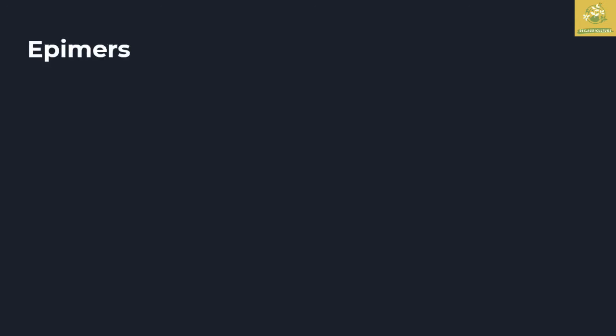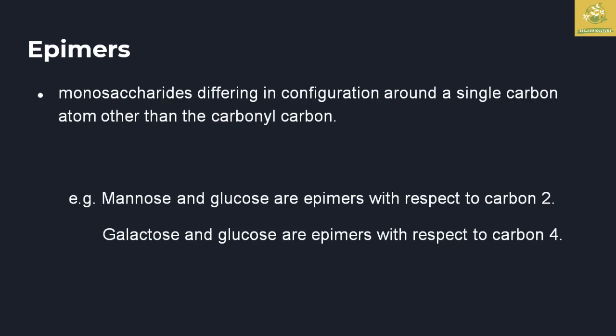And the next one is epimer. An epimer is a monosaccharide which differs in configuration around a single carbon other than the carbonyl carbon. Example, mannose and glucose are epimers with respect to carbon 2, while galactose and glucose are epimers with respect to carbon number 4.